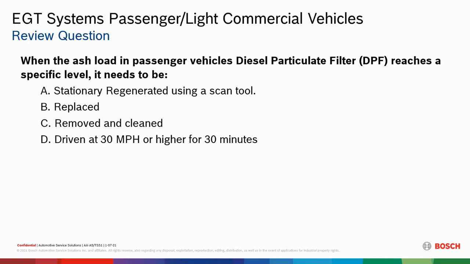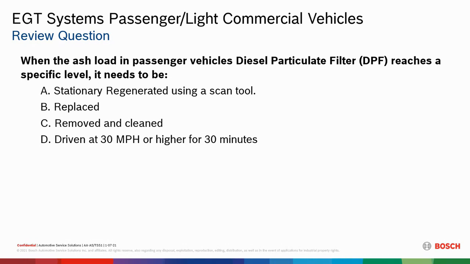Driven at 30 miles an hour or higher for 30 minutes. That's the conditions for a major regen on the vehicle on its own. So it's going to do subtle ones when conditions are right, but when we get the vehicle at 30 miles an hour where the RPMs are high enough, over 30 minutes, we build up enough heat in there. We're actually going to do an active regen on it and regen it as we're driving it.